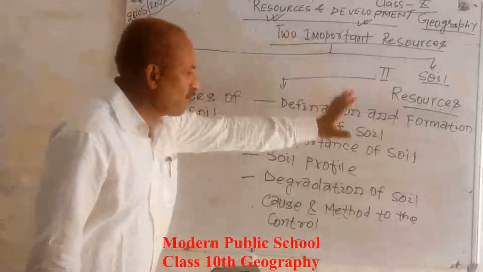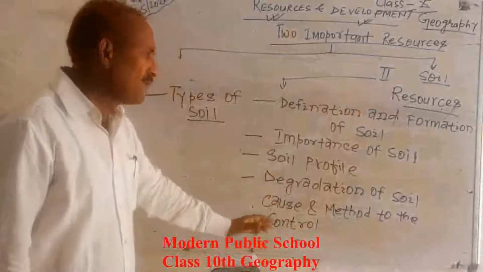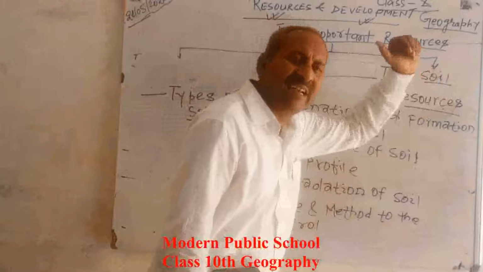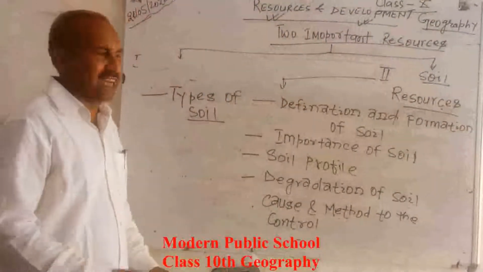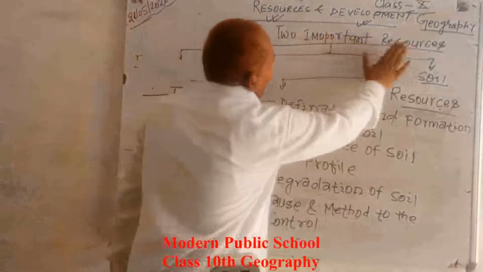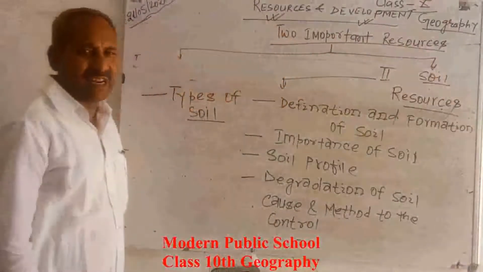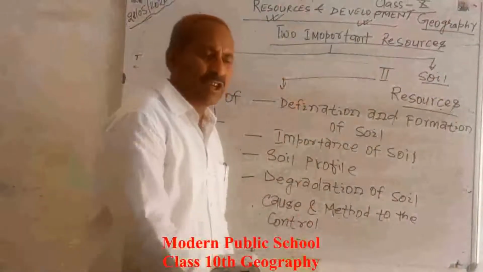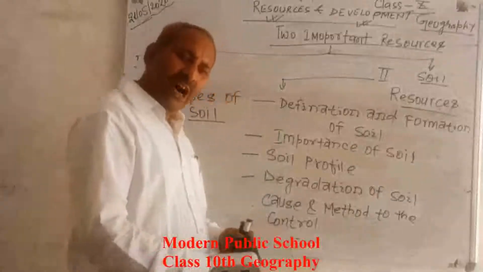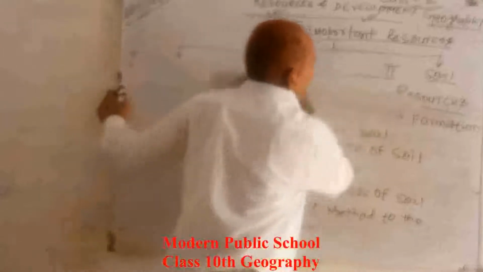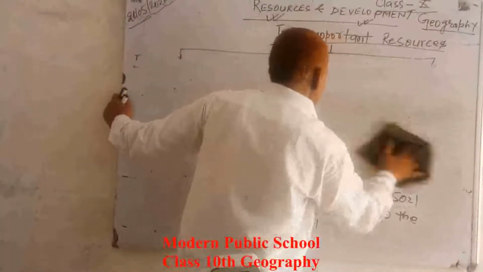Okay, these are the 2 important resources, and there are 5 topics, 5 facts which we will study under soil resources. The first is land and the second is soil resources, and these are the topics which will be studied. And now I am going to learn about the first topic. फर्स्ट टॉपिक क्या है? द फर्स्ट टॉपिक है लैंड.